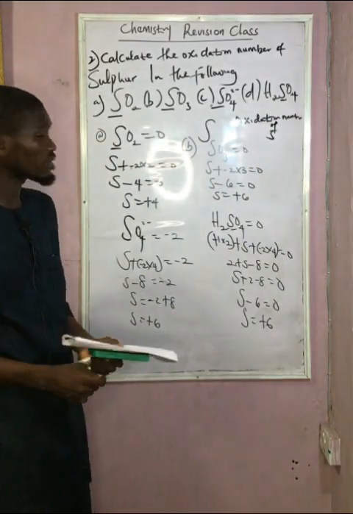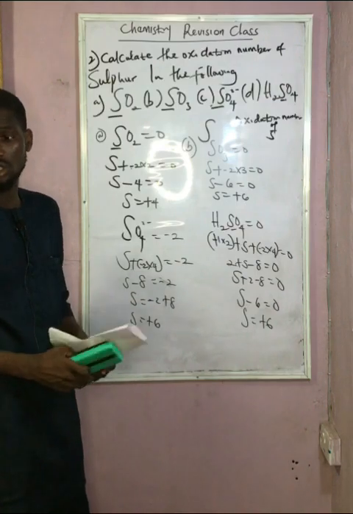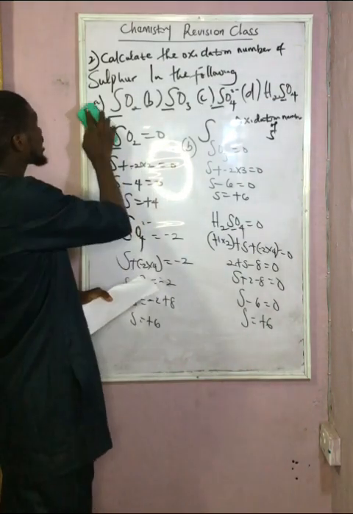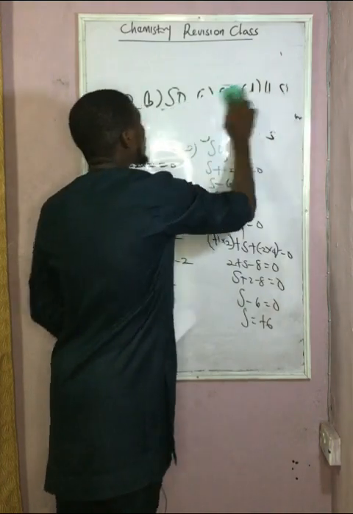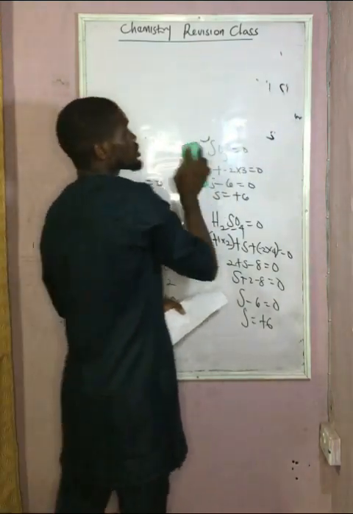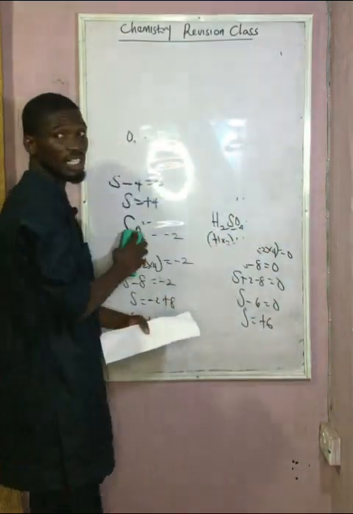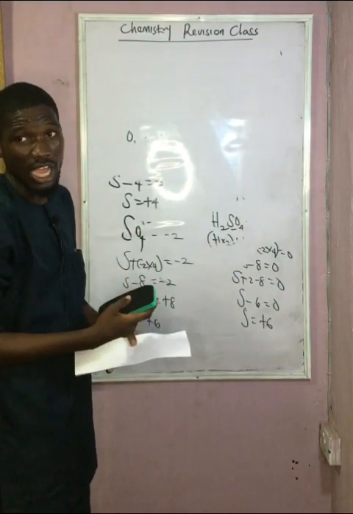So that is how to calculate for oxidation number. Is that clear now? So let's take a look at another question. Mind you, as you are streaming, do screenshot anything you think you can easily use after the class.